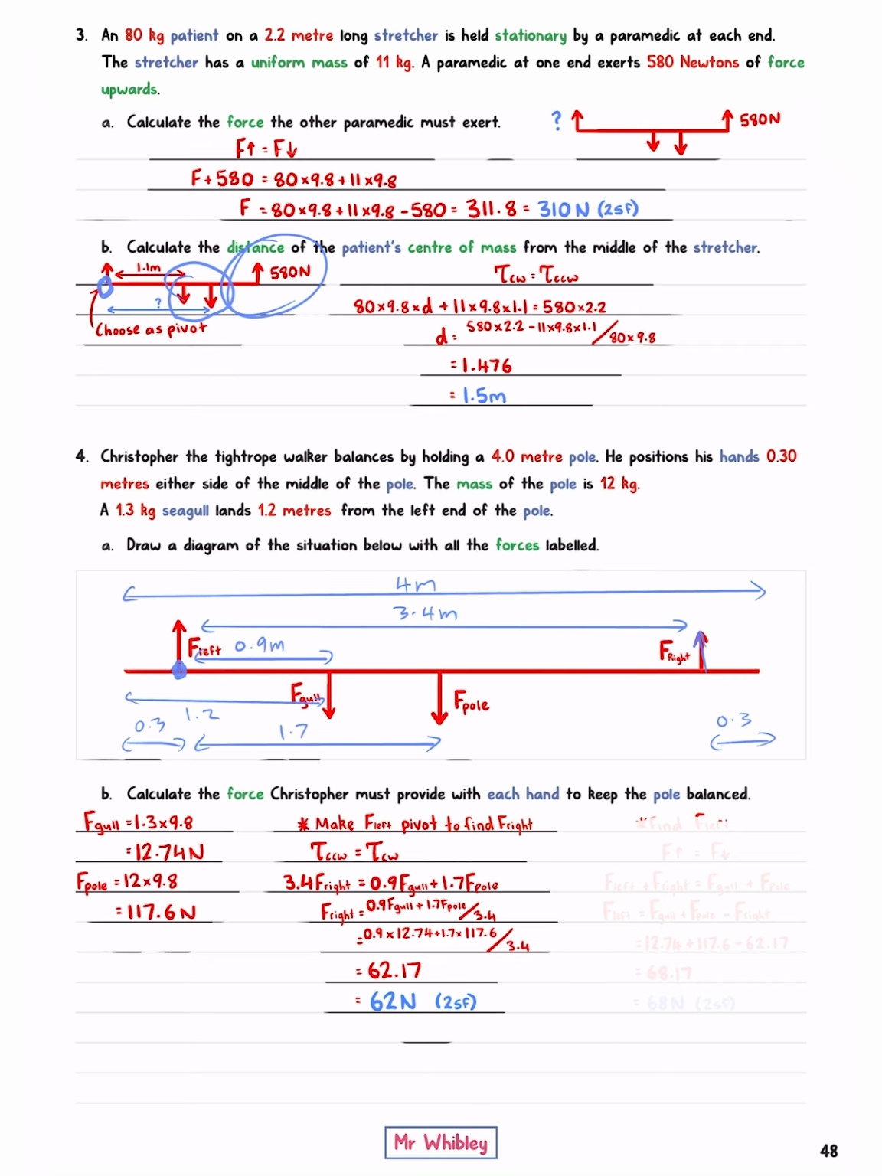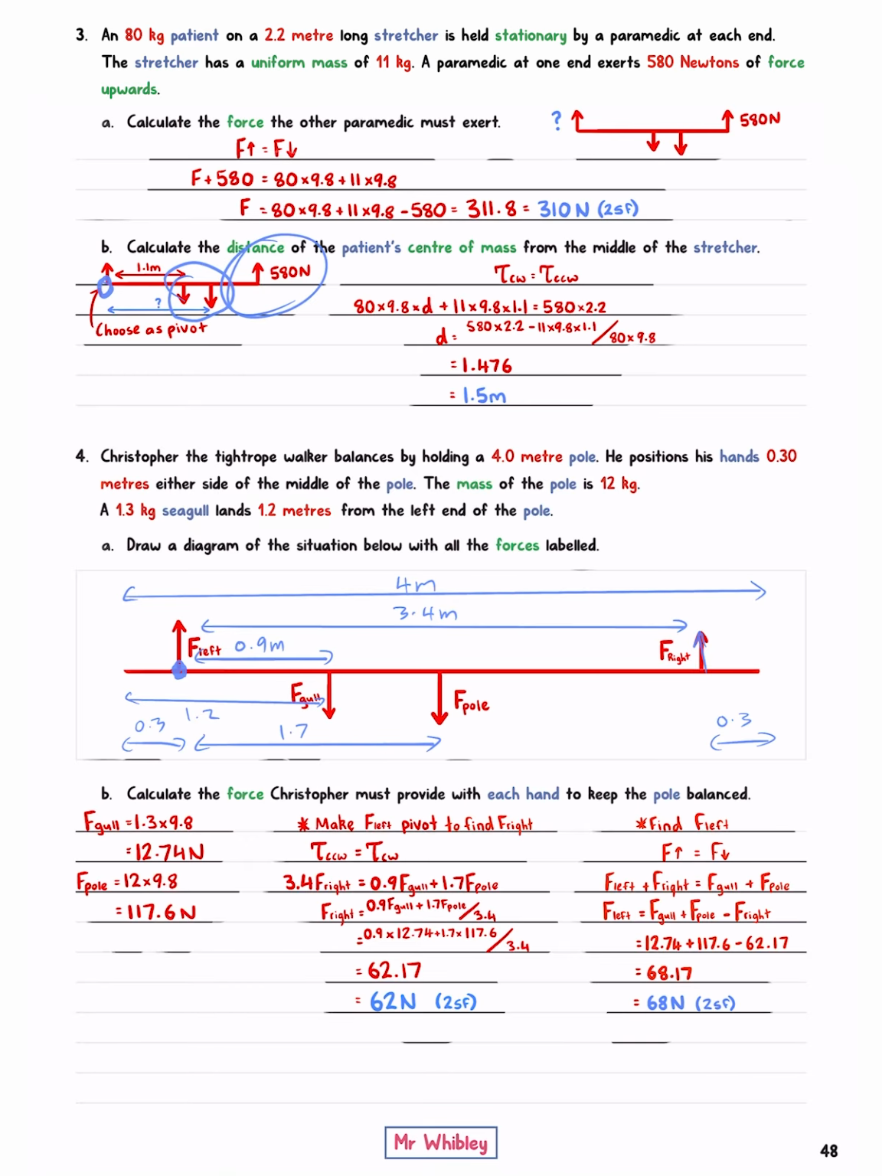And now to find the force from our left pole, we can make use of our other equilibrium condition, that the forces must balance. Specifically, that the up forces equal the down forces. Our up forces are the forces from each hand, and our down forces are the two gravitational forces. Solving this for F left by subtracting F right from both sides, putting our numbers in, gives me 68.17, or 68 newtons to two significant figures.